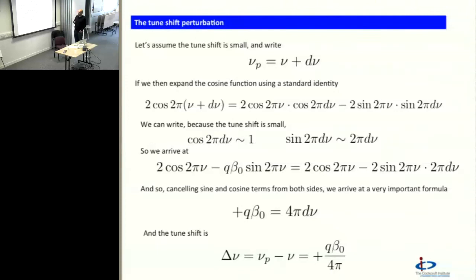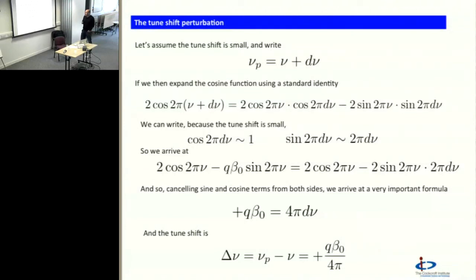I can then expand my cosine functions. If I have cos of this guy, I can expand it like this. I put the full equations there, but I won't go through them in detail. Because dv is small, cos of something small is just equal to 1. Sine of something small, sine x goes like x for small x, so I can approximate sine by that. I arrive at that. I cancel some stuff. You can do it on Saturday night if you want to. And I arrive at this formula.